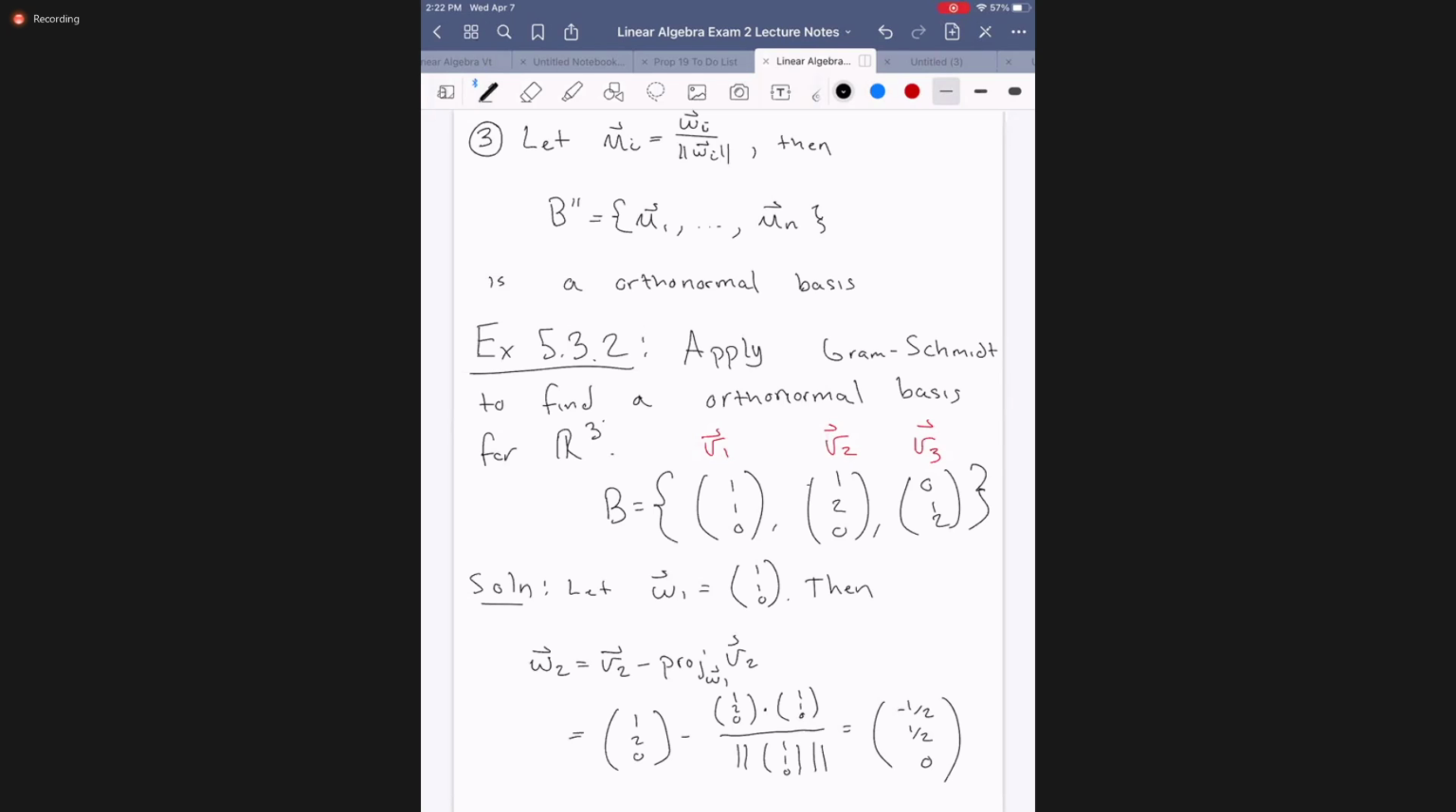Okay, so now this is my W2. So now, how many more times do we need to do this? If we're getting a basis for R3, how many basis elements do we need? 3. So you just need to do this 3 times, right? Or one more time after this. You just need W3.